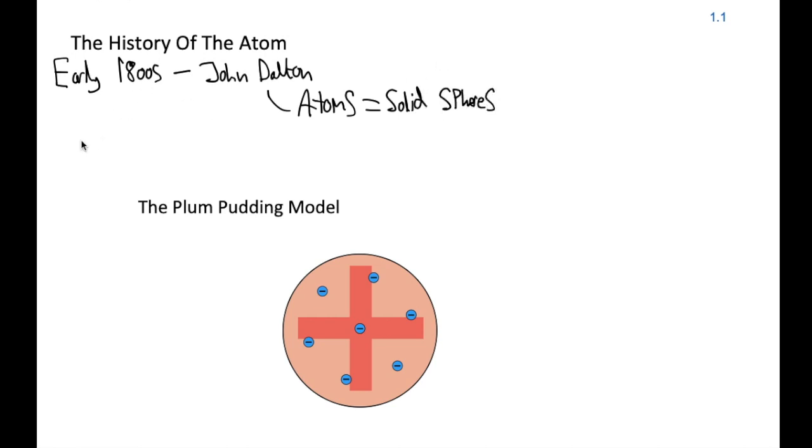Quite a bit later, at the end of the century, in 1897, another scientist called John Joseph Thomson came along and said that atoms weren't solid spheres. And from various measurements, he had shown that within the atom, there are even smaller negatively charged particles, which are now known as electrons.